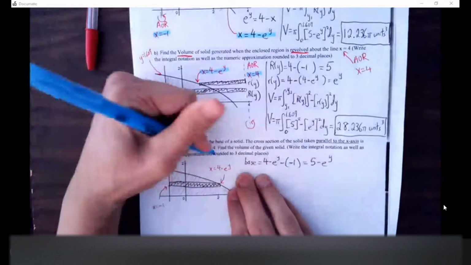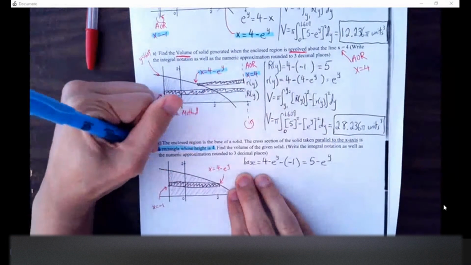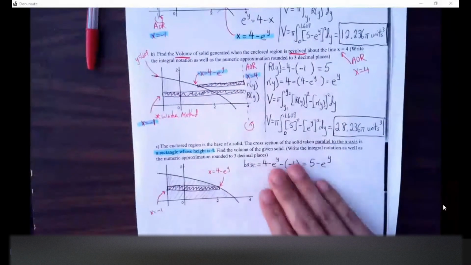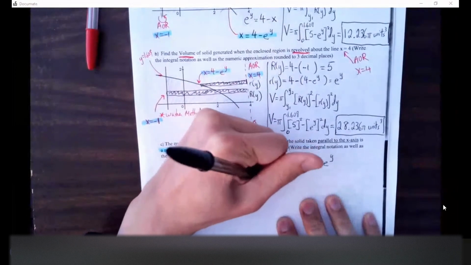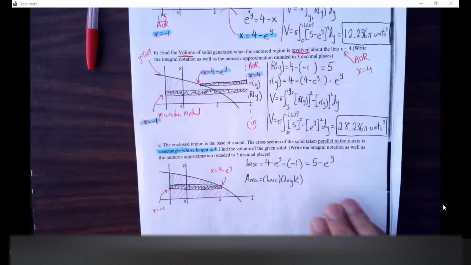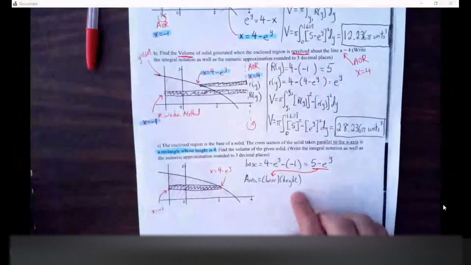Next up, what shape are we building on top of this surface? And we're building a rectangle whose height is 4. All right, so we go to our rectangle formula. Area equals base times height. 5 minus e to the y, that's my base, so I can just insert that into my base.